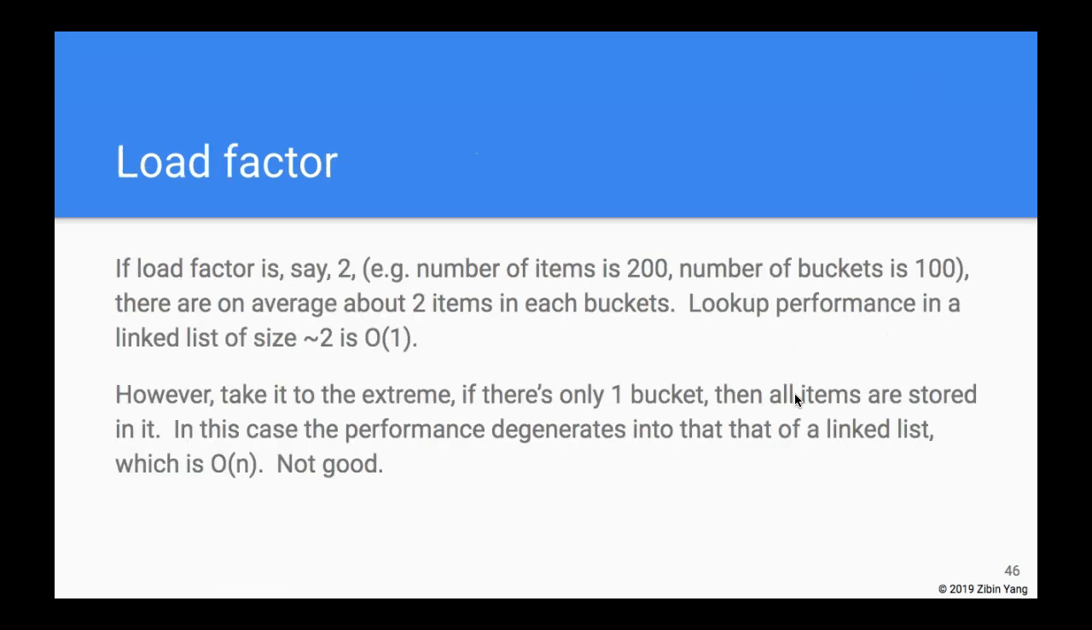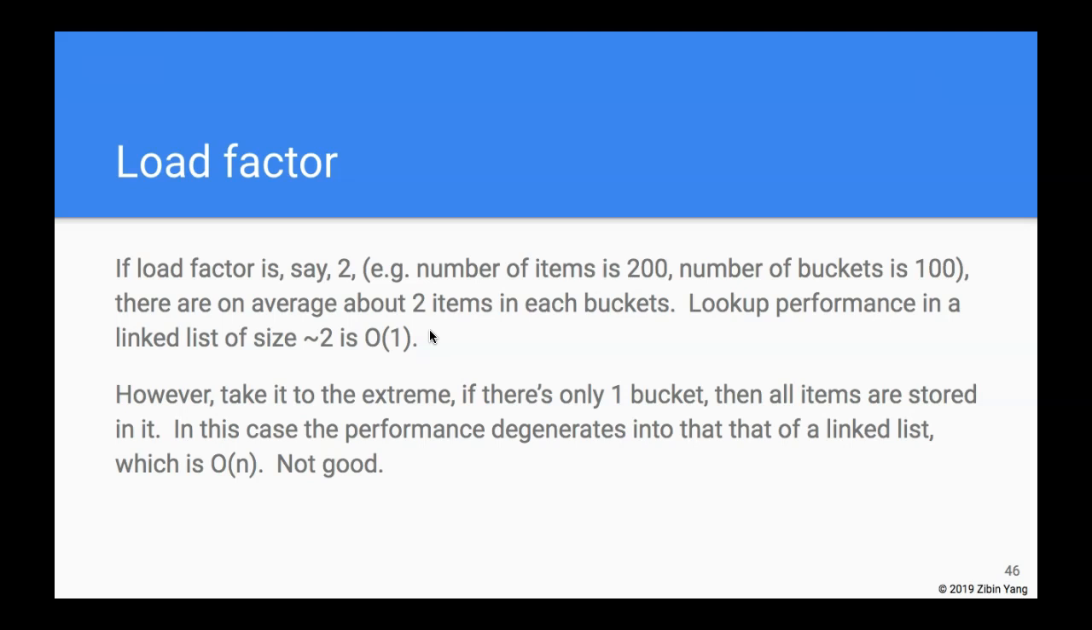And let's also consider the load factor a little bit here. If the load factor is, say, 2, then that could mean the number of items is 200, the number of buckets is 100, and on average there are about 2 items in each bucket. When each bucket is a linked list, then the lookup performance of a linked list of size 2, if it's always 2, is constant, right? Sometimes it's 1 lookup we find it, sometimes it's 2 lookups, so the average is 1.5, but that's a constant.